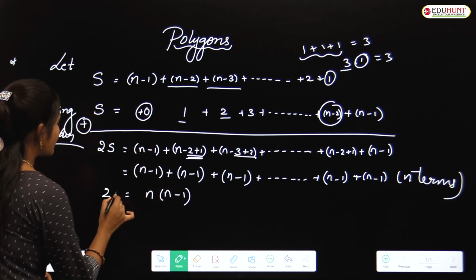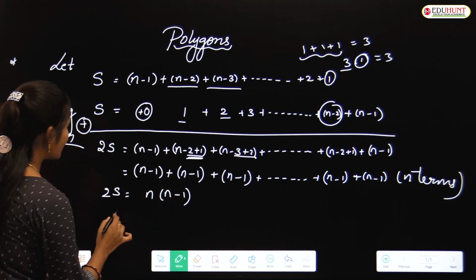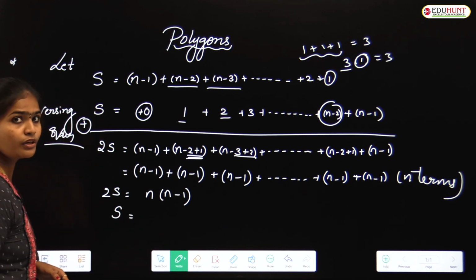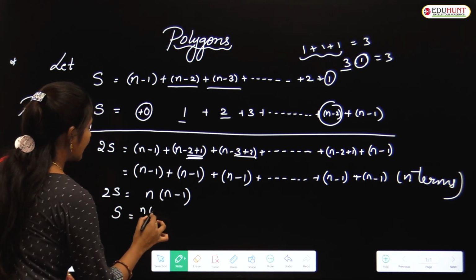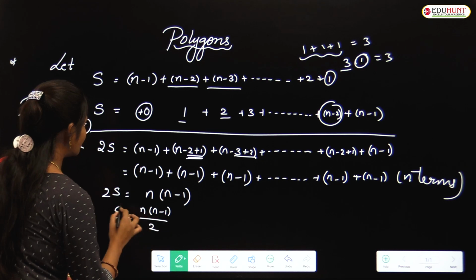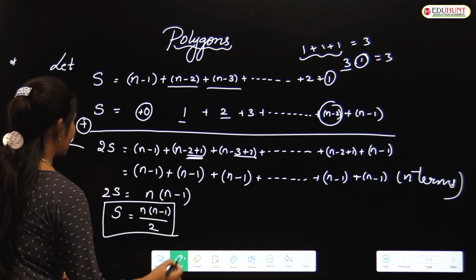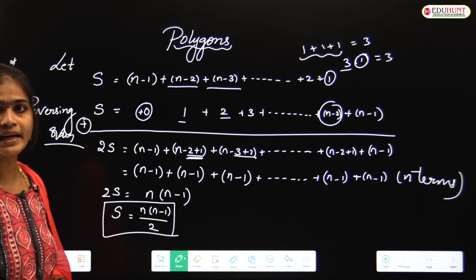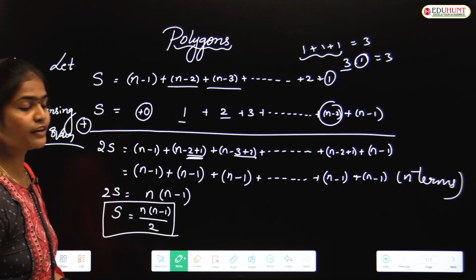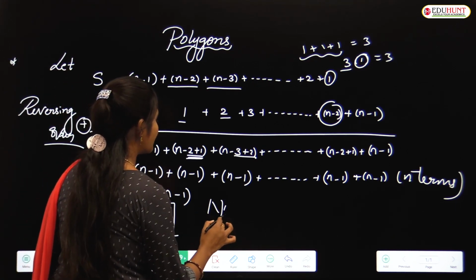So this is for 2S. From this we need to find the S value. So S is equal to n into n minus 1 by 2. N into n minus 1 by 2. So this is the formula to find the number of line segments.